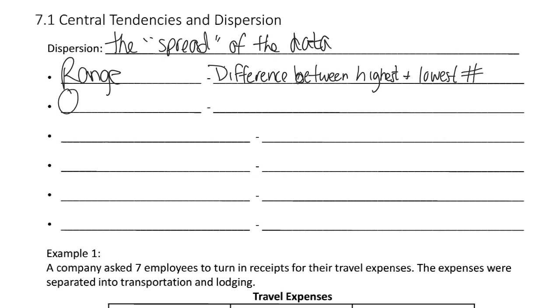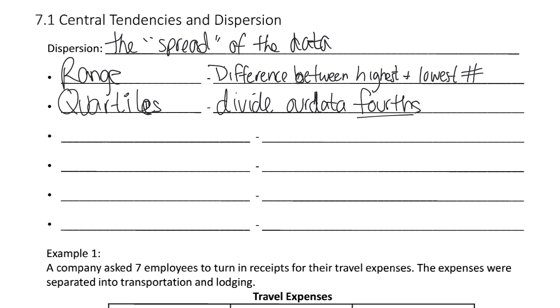Then we have our quartiles. Think of the word quart and think about what that means. Quart, quad, kind of means 4. So it's when we divide our data into fourths. Okay, so we break it into 4 sections.